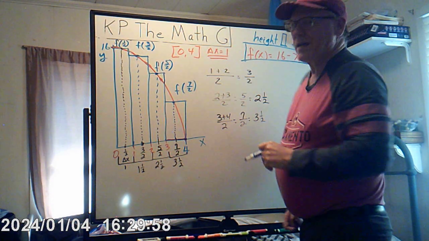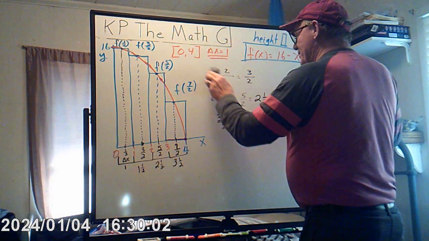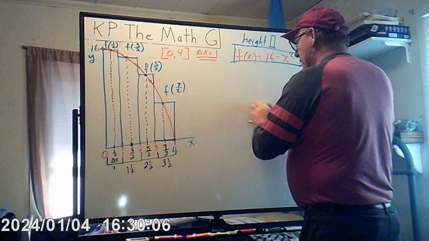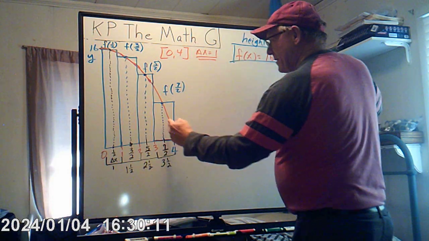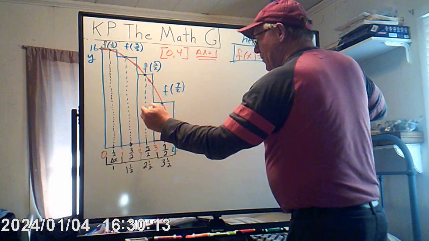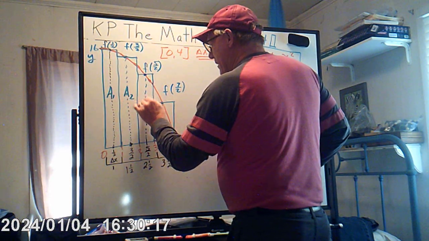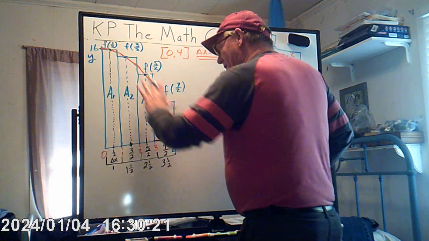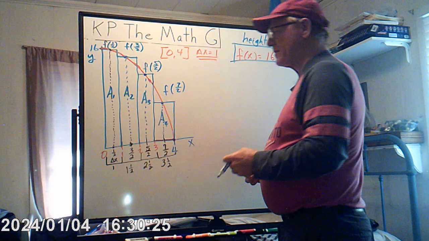Okay, that's the height of the rectangle. Alright, let's erase all this other stuff. Okay. So we're going to figure out what these 4 areas are: area 1, area 2, area 3, area 4. We're going to figure out what all those areas are, and come up with an approximation.